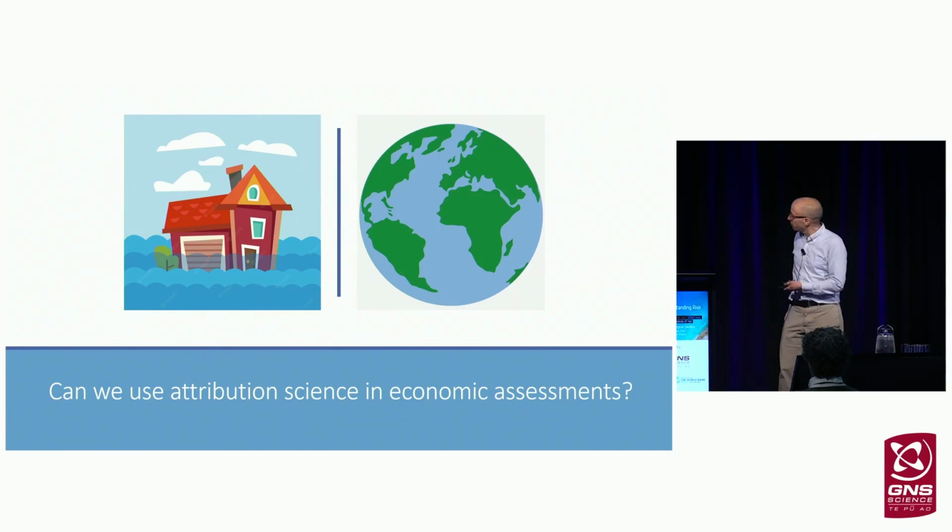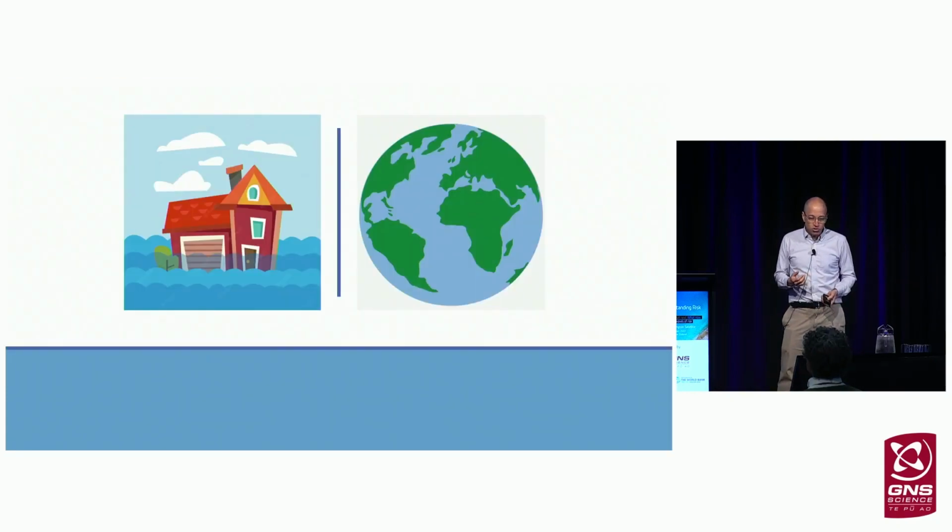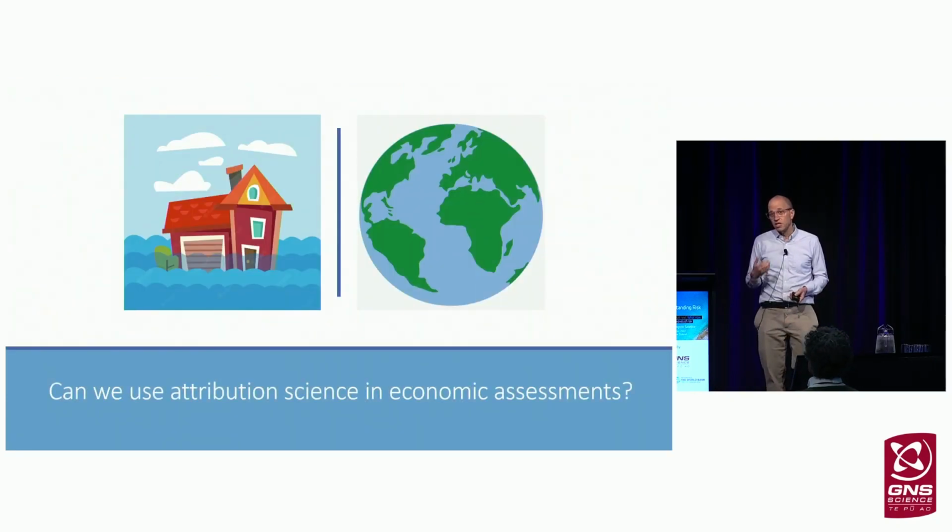And attribution science, if I go back to this graph here, basically tries to either measure the horizontal distance here, that's the change in the intensity of the event, or it tries to measure the vertical shift here, that's the increasing frequency of an event, okay? Some attribution science projects do this, and some do that. And what I want to suggest is that we can use that to say something about economic costs, okay?